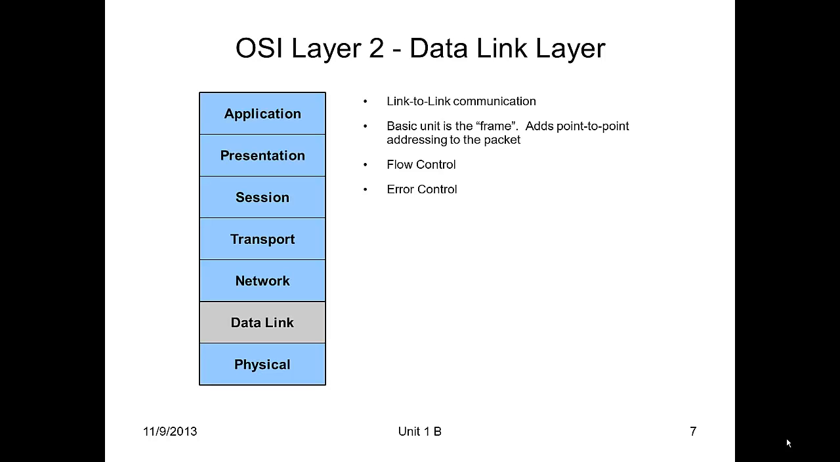The data link layer, because it is point-to-point, involves flow control, ensuring that the sender and receiver are in sync in terms of how fast one is sending and how fast the other can receive.